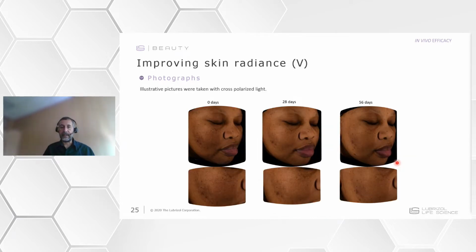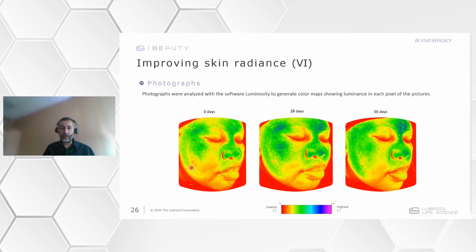We have the same here. In that case, we also have some dark spots at time 0, and we can observe how after 28 and 56 days, these dark spots have decreased a lot. Okay, and also in general, we can observe that the skin is more homogeneous and it has a more even tone.